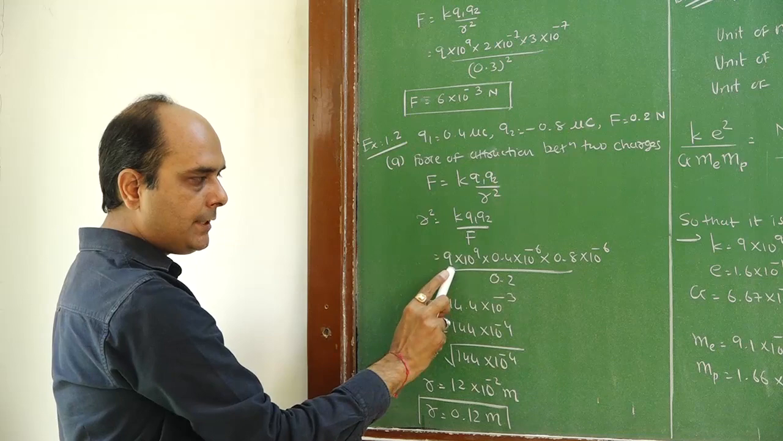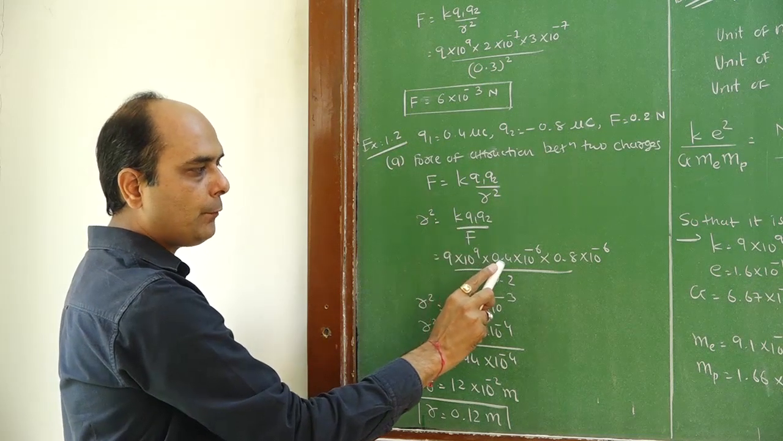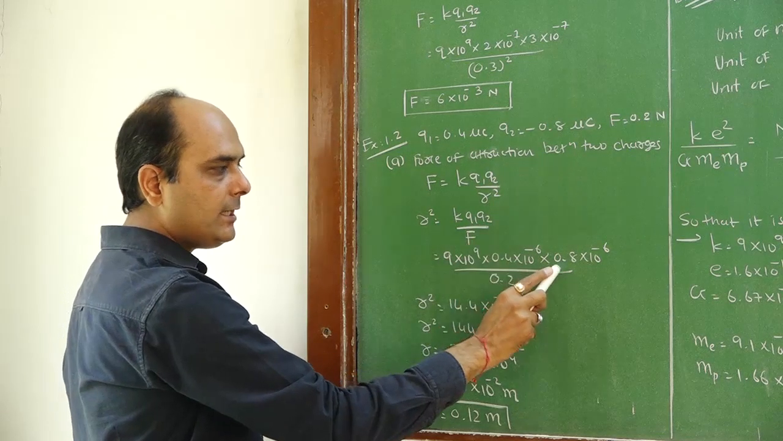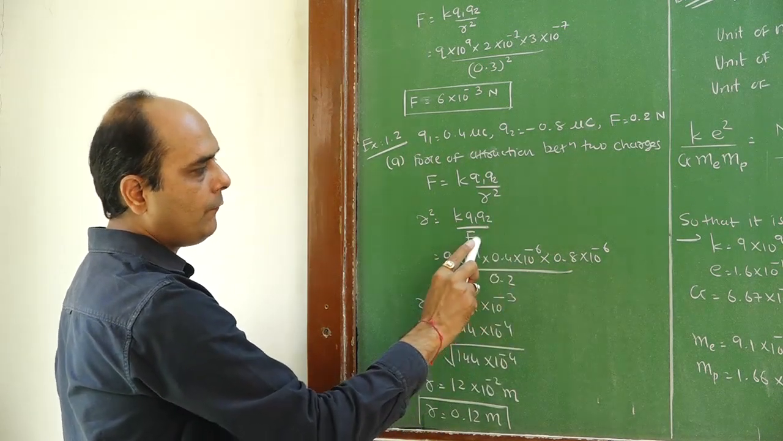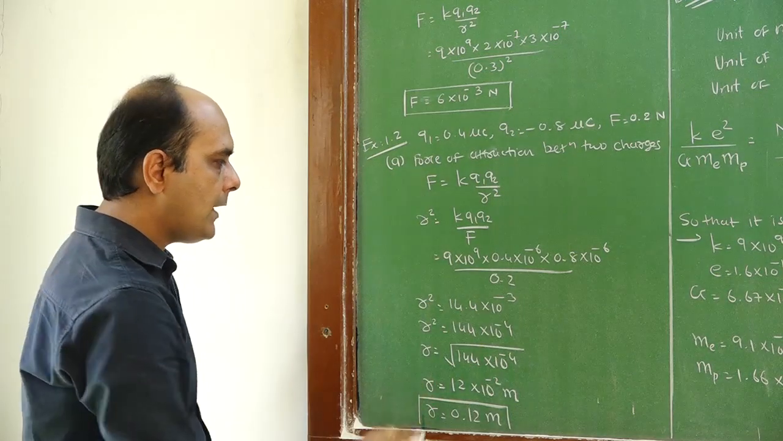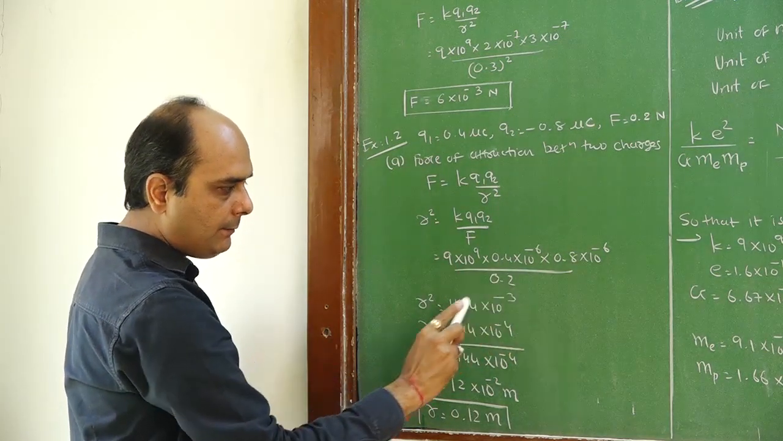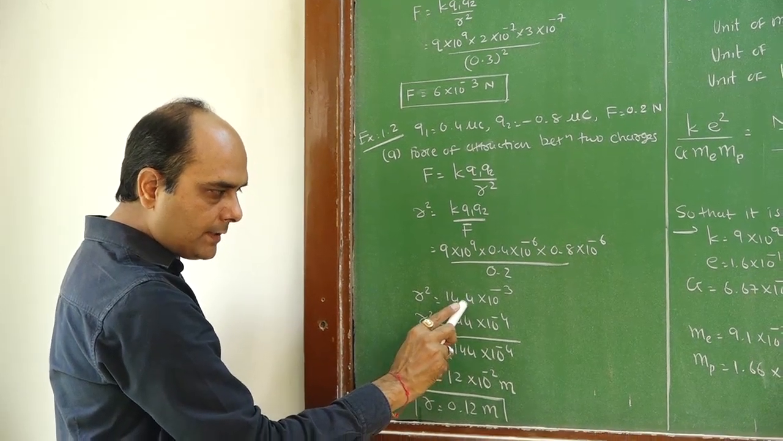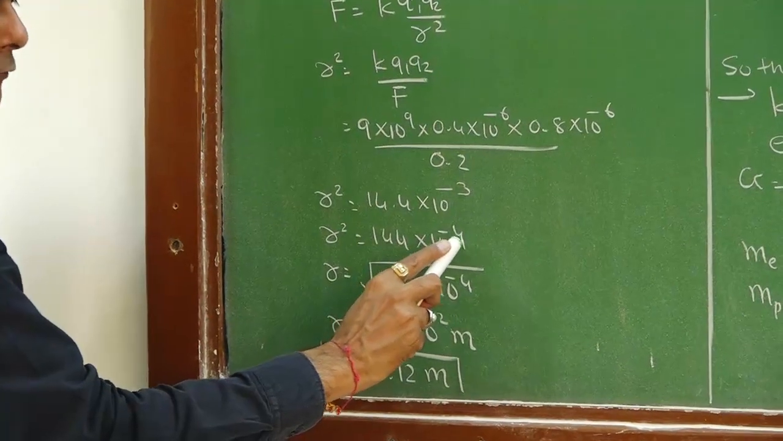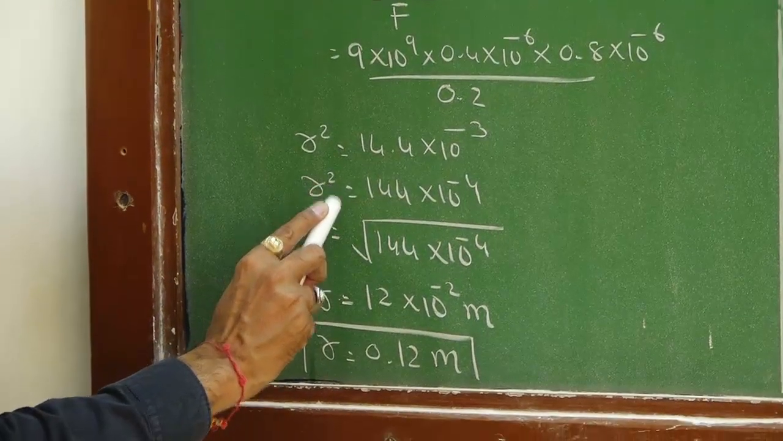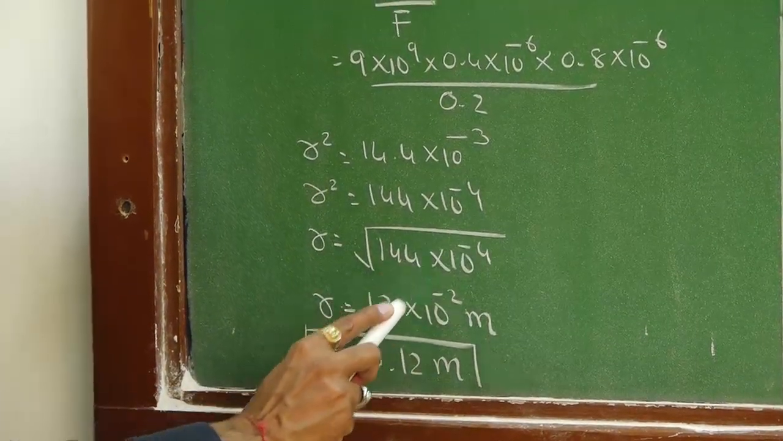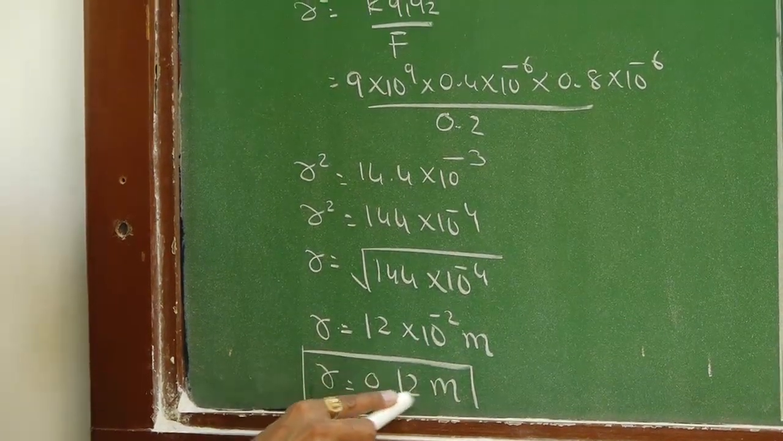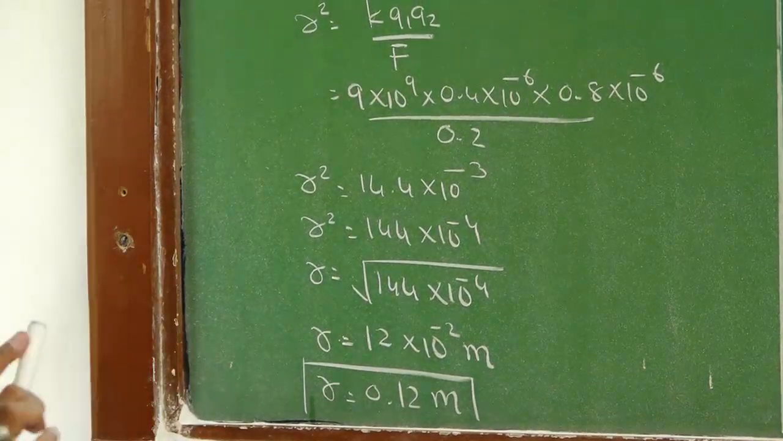Where K is equal to 9 into 10 raised to 9. Charge Q1 is 0.4 microcoulomb, therefore 10 raised to minus 6. Q2 is 0.8 micro, therefore 10 raised to minus 6. And force F is 0.2 Newton. By calculating them, the answer will be 14.4 into 10 raised to minus 3. Now shift the decimal one place to the right: 1.44 into 10 raised to minus 4. It is the answer for R square. Now take the square root. Therefore, your answer will be 12 into 10 raised to minus 2 meter, divided by 100, therefore 0.1 meter. It is the separation between the two charges.